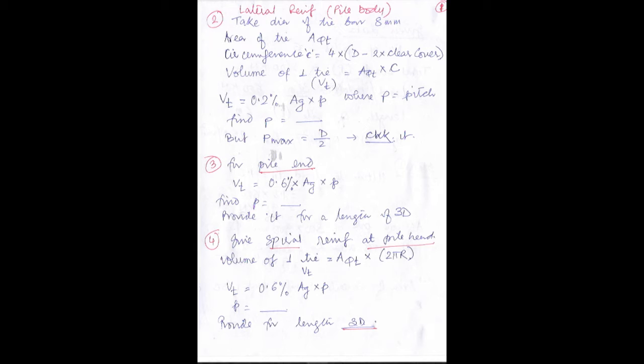Now the equation you have to apply is that this value, the volume of one tie bar, should be equal to 0.6% into Ag into P. So from here again you find the value of P, that is the spiral reinforcement value. So again provide it for a length of 3D. So these are the steps. If anywhere you are not clear, you will understand it in just 2 minutes, because now I am going to explain one numerical. There it will be more clear.